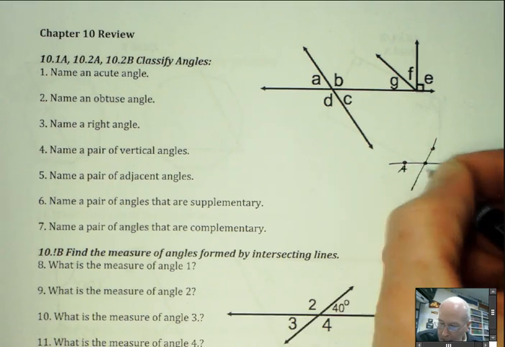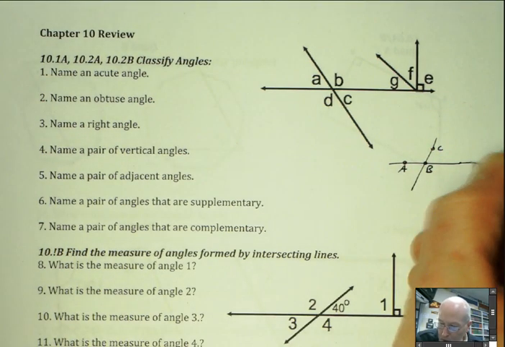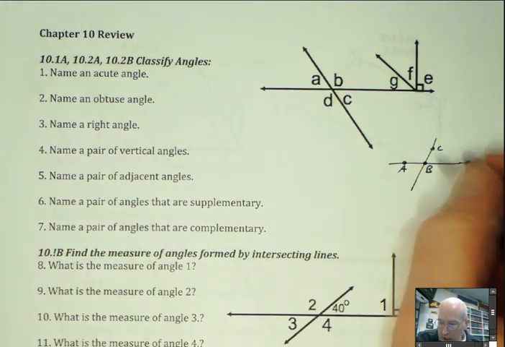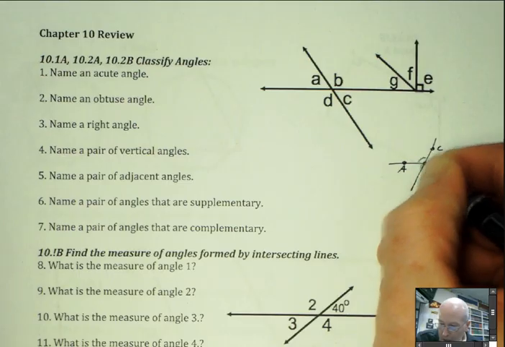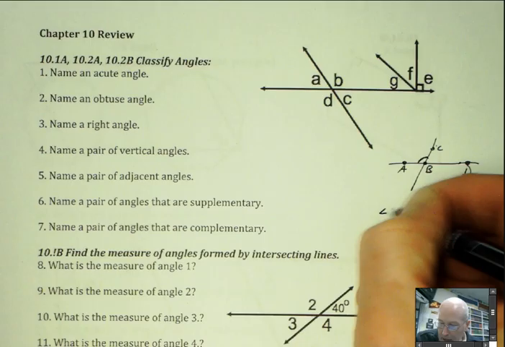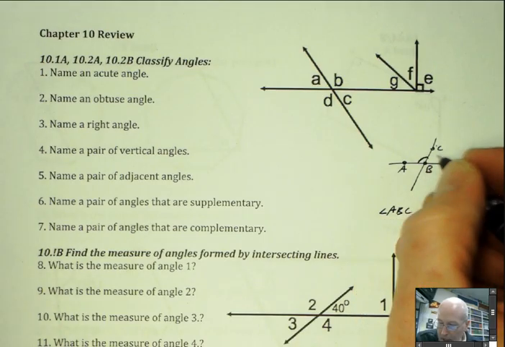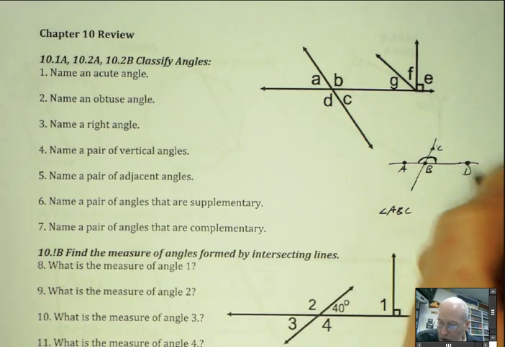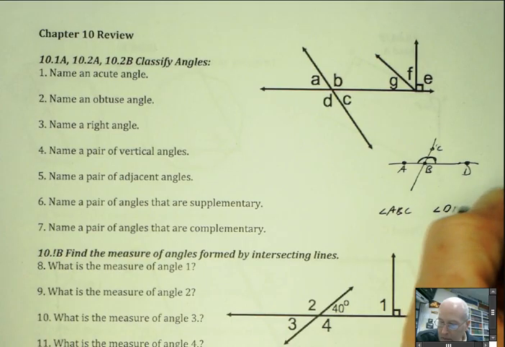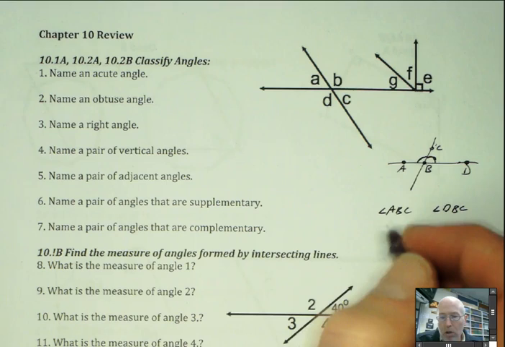I could call this A, B, and C, and I'm going to give a point over here. I'm going to call it D. I could call this angle right here angle A, B, C. I'd write it like this, angle ABC, and that would be an obtuse angle. I could call this little acute angle here angle DBC. I'm starting to repeat myself like Sal Khan, just a little bit here.